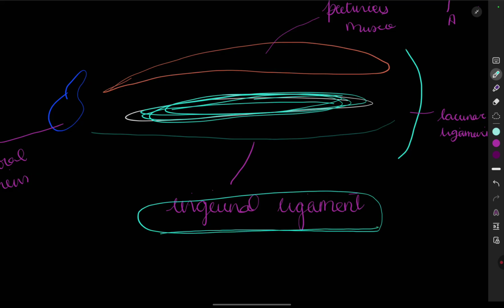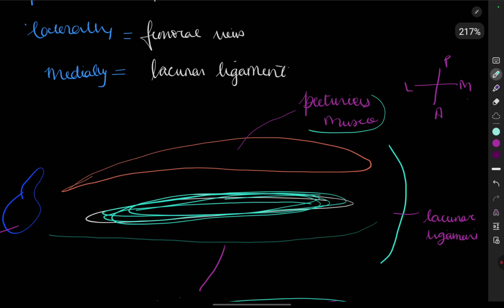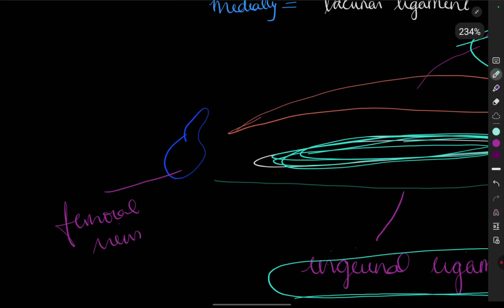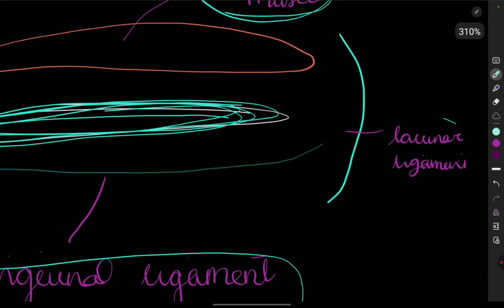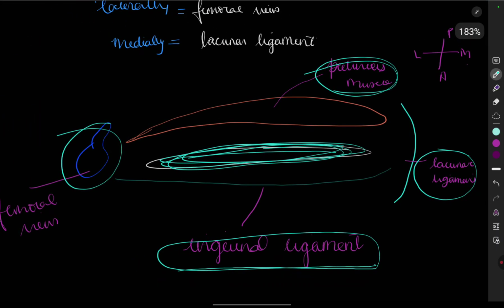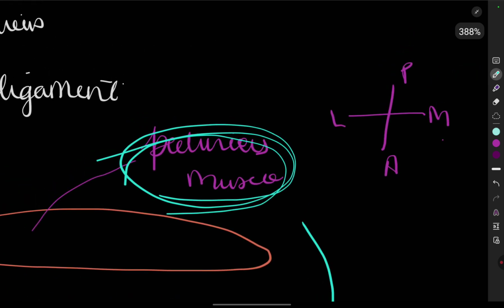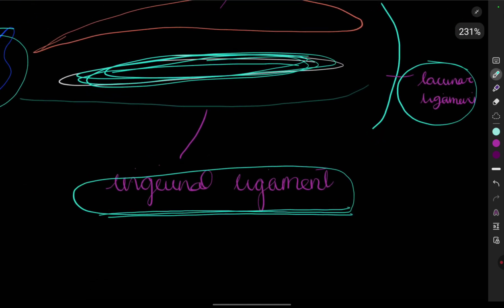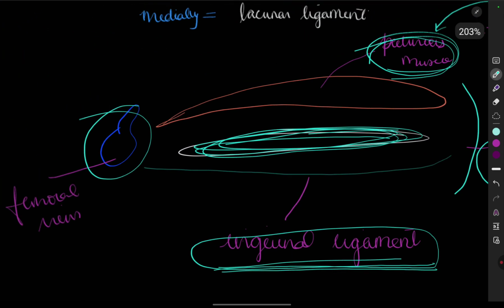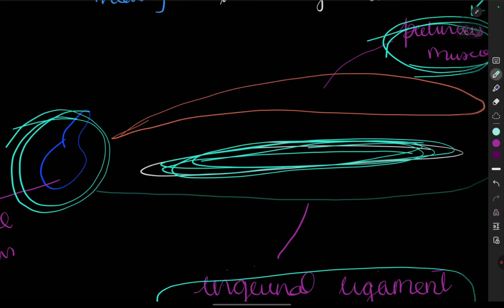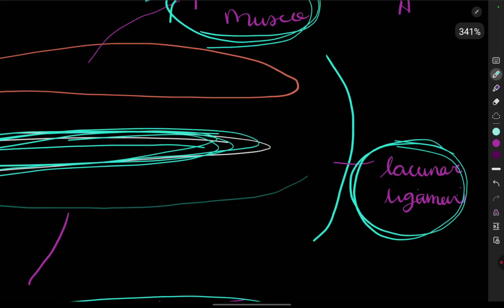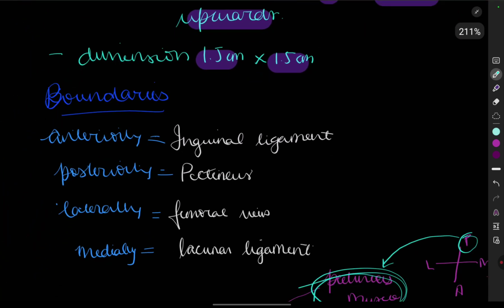On the anterior side we have the inguinal ligament. On the posterior side there is a muscle, that is the pectineus muscle. On the lateral side we have the femoral vein, and on the medial side we have the ligament called the lacunar ligament. Anteriorly the inguinal ligament, posteriorly the pectineus muscle. How do you remember? P for posterior, and P for pectineus muscle. So on the lateral side the femoral vein, on the medial side the lacunar ligament. These are the boundaries of the femoral canal, and we are done.